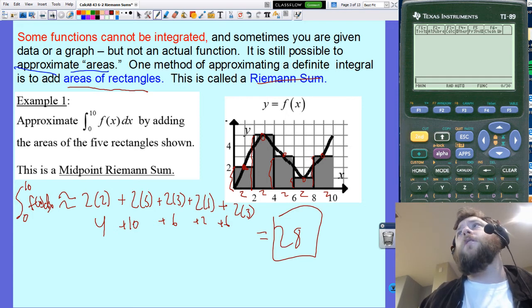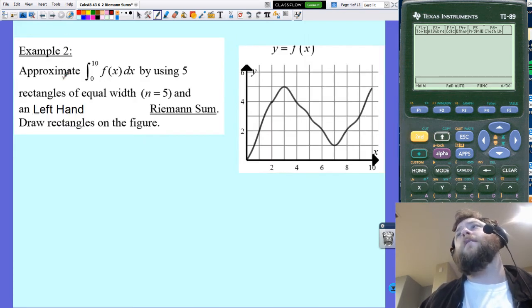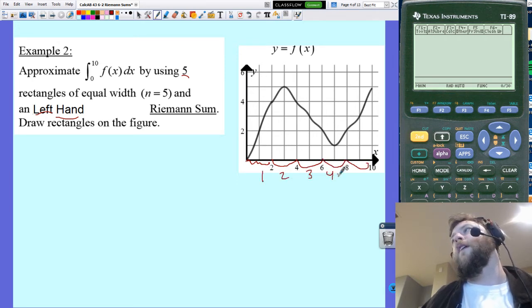Now, sometimes we don't base it off the midpoint. We can base it off the left-hand point, so we're going to build a left-hand Riemann sum. I'm going to draw this. The rule this time is 5 rectangles of equal width. That's not always equal width. We're going from 0 to 10, so each width has to be 2. We have a rectangle here, here, here, here, and here. So these are 1, 2, 3, 4, 5 rectangles.